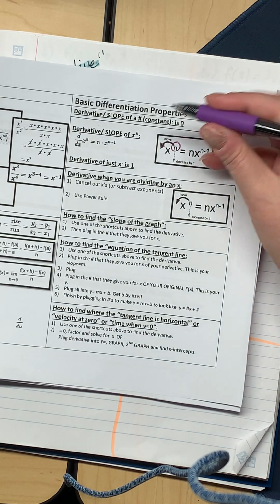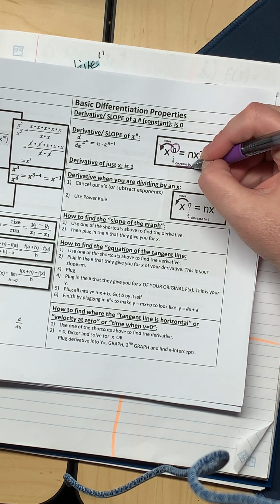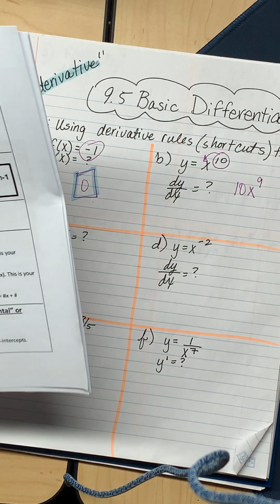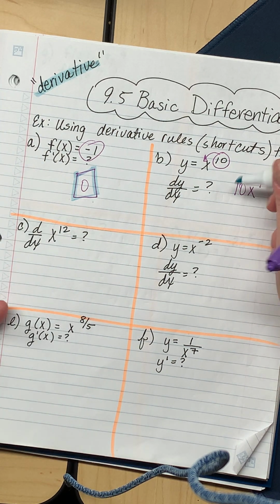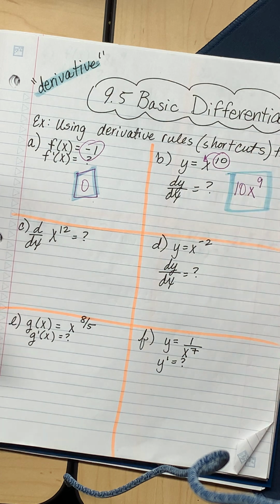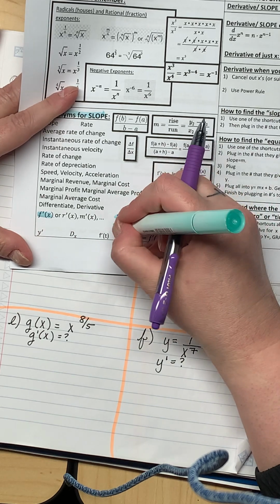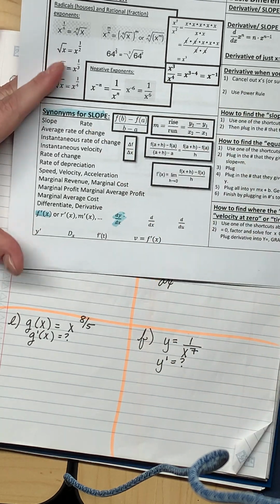It says your exponent decreases by 1. So instead of an exponent of 10, we have 9. And hey, baby, you just found the derivative. And this weird symbol, dy over dx, that's just another synonym for slope or derivative.